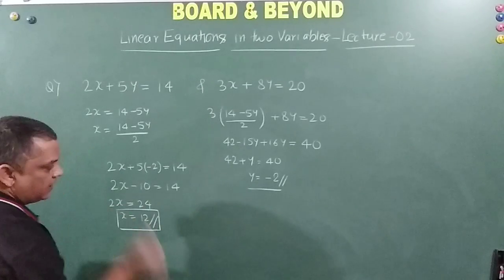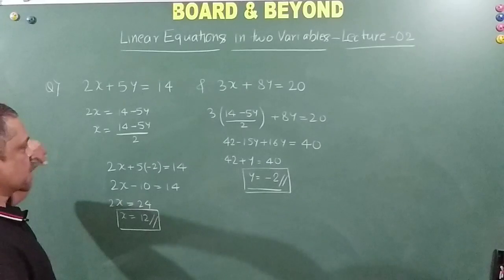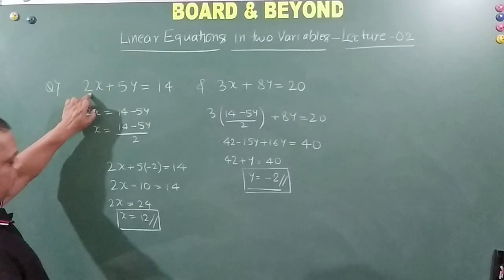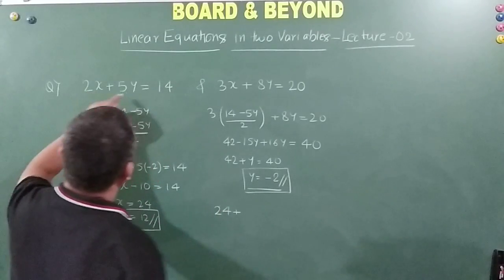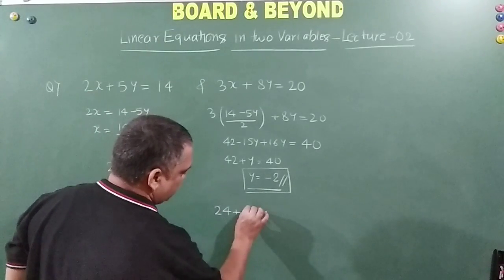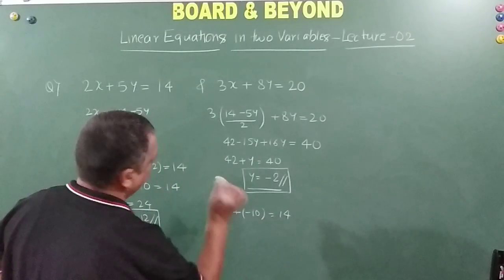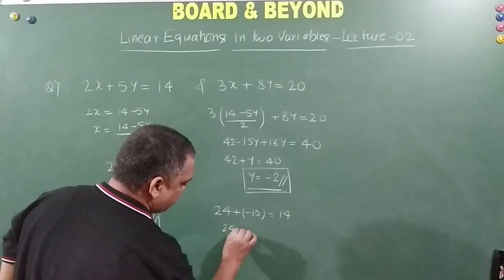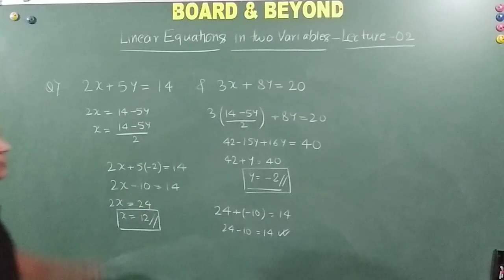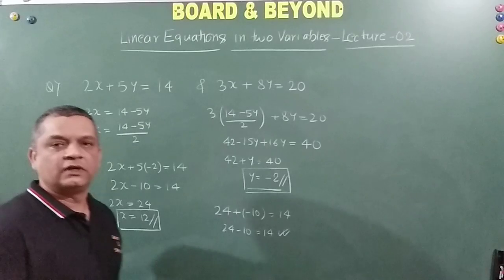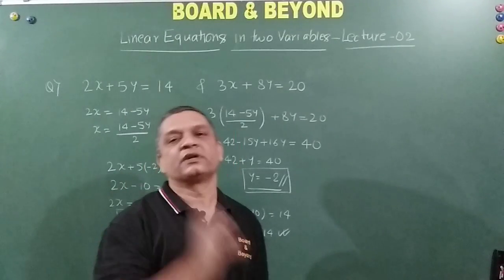You are getting it? Now, these values of x and y, when you put them in any one of the equations, it should satisfy. Let's put it here. So 2 into x, that is equal to 24, plus 5 into y, which is minus 2, that is minus 10. It should be equal to 14, right? So is 24 minus 10 equal to 14? Yes, true. Okay, so this is how you basically solve two simultaneous linear equations in two variables through the substitution method.